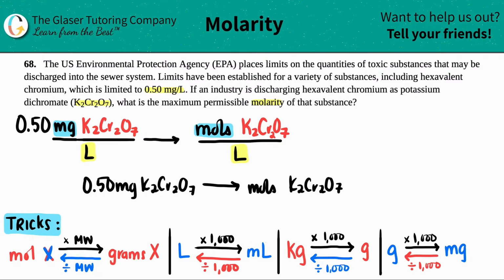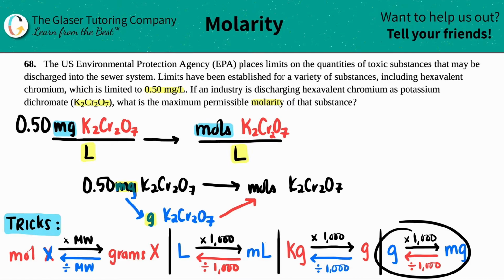But in order to do that, it had to have come from grams. But right now, I have milligrams. So the first thing is I actually have to convert the milligrams into grams of K2Cr2O7. Then from there, I can convert from grams to moles. So technically, this is like a 2-step conversion. How do we go from a milligram to a gram? Well, that's this conversion down here.